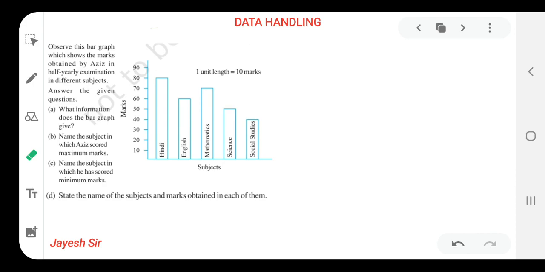And if you are capable of solving it on your own, pause the video and try to solve it on your own. Now the last and final sum based on this paragraph is: state the name of subjects and marks obtained in each of them. That means, what does he want? We should write the subject names, that is, what were the subjects?